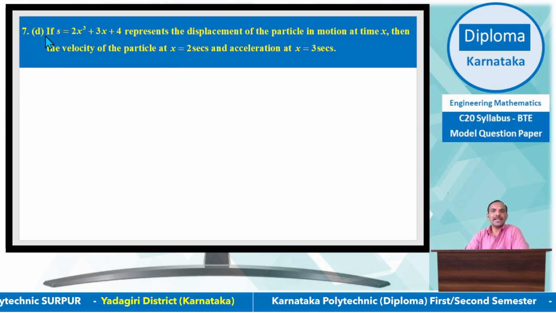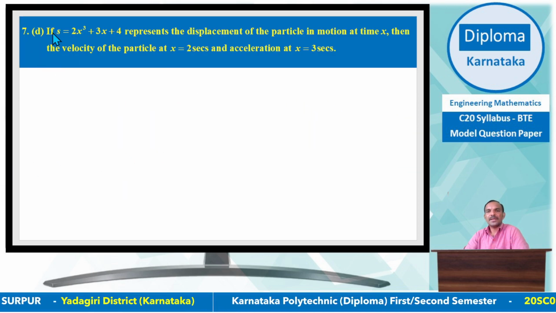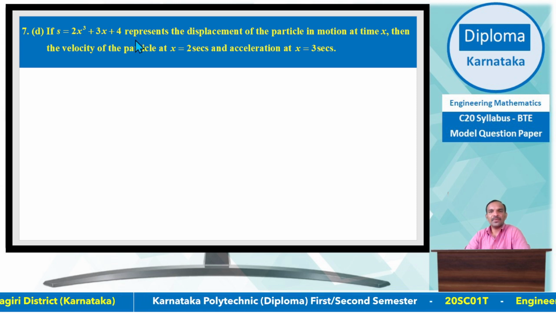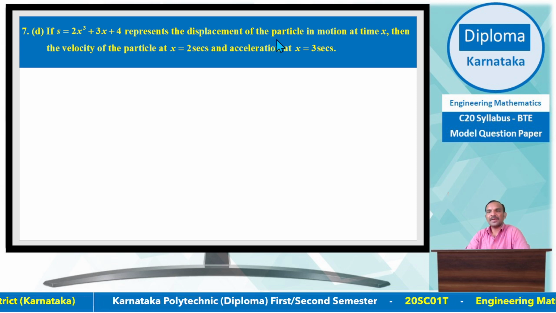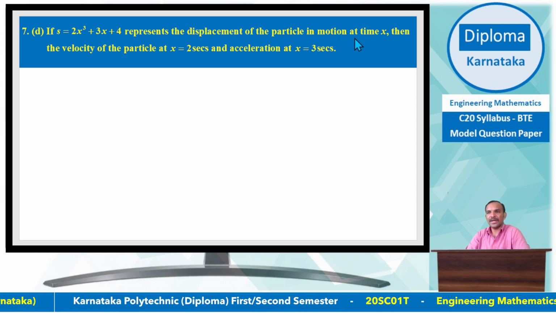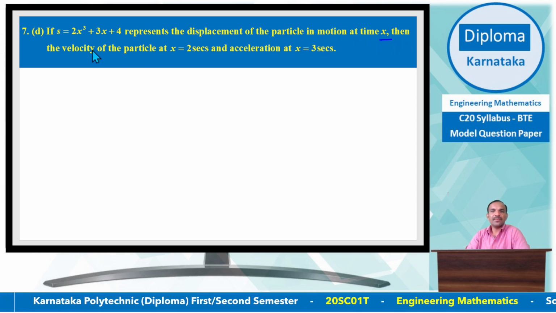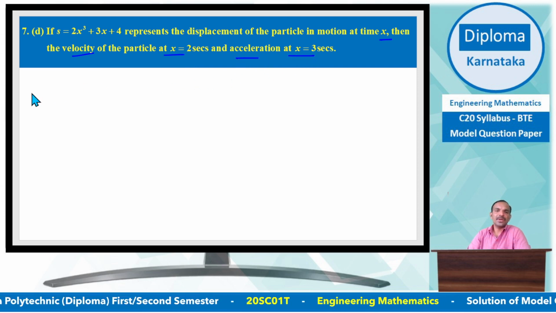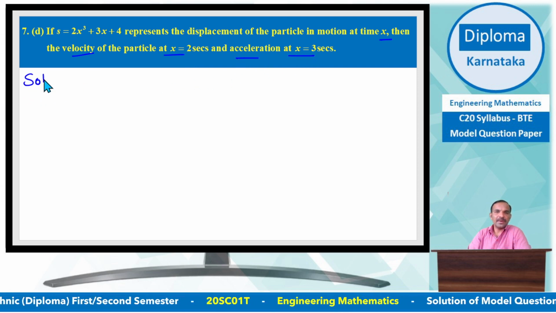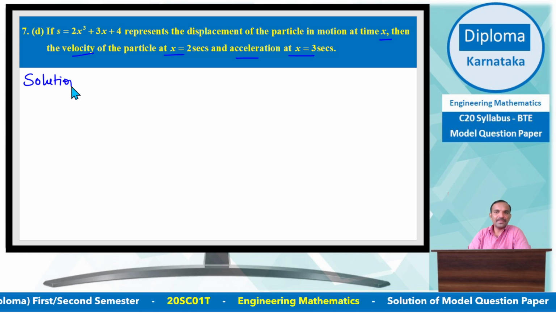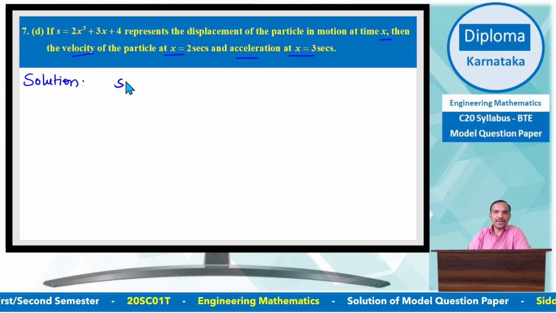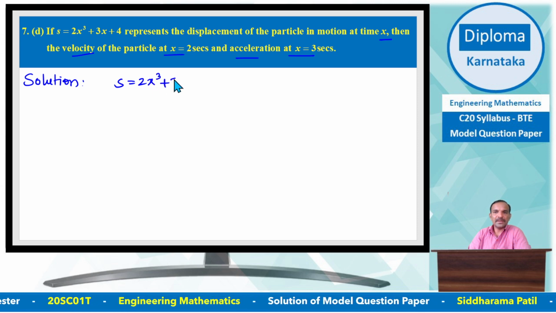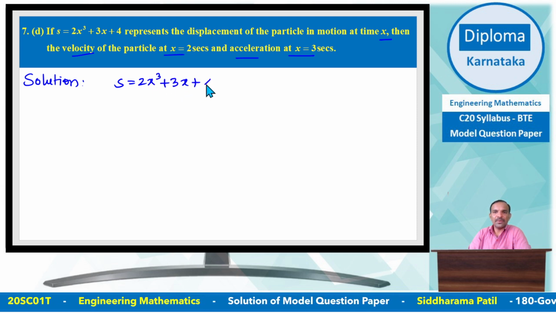Next, question 7D. If S equal to 2x cube plus 3x plus 4 represents the displacement of a particle in motion at time x, then find the velocity at x equal to 2 and the acceleration at x equal to 3. Solution. Write down the given displacement: S equal to 2x cube plus 3x plus 4.